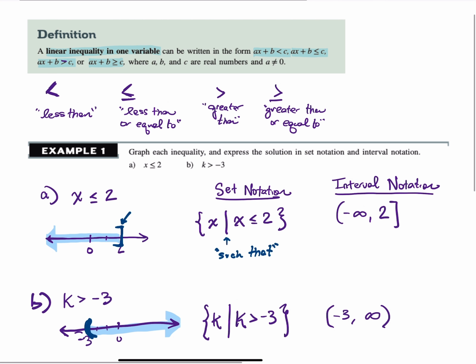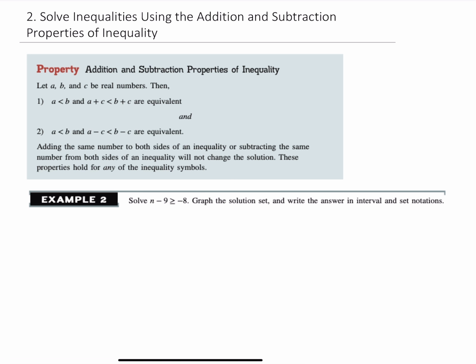So let's look at some inequality statements that we can solve like an equation. When they list these addition and subtraction properties of an inequality, this is just saying that, just like for an equation, you can add or subtract numbers across the inequality sign, just like you can across the equal sign, as long as you do it to both sides. So we can use that same strategy. So let's look at our example 2 here.